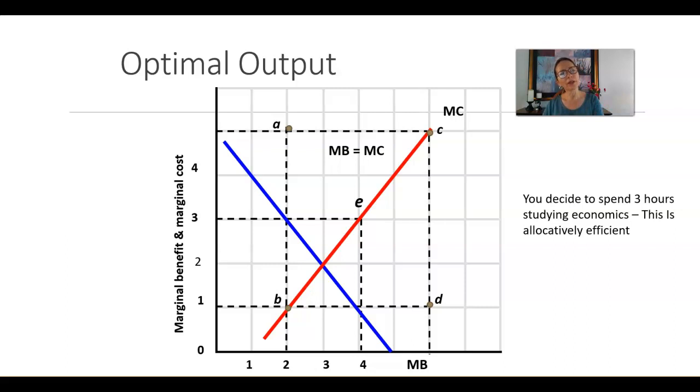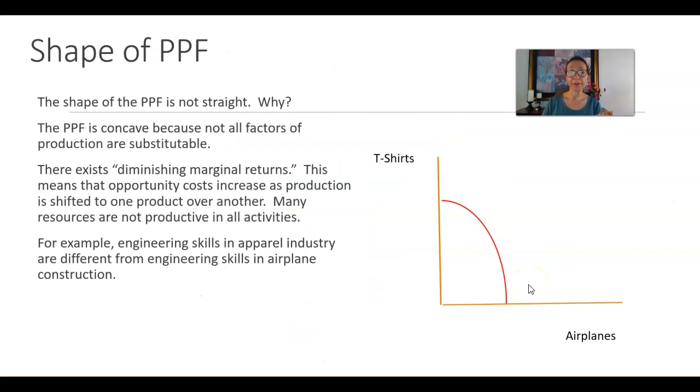Why not 4? Well, remember the story I told you about the hot fudge sundae? Well, maybe if you study that 4th hour of economics, you're not going to add that much value, and it would be helpful perhaps to dedicate your time to something else. So you have to make those judgments, and that's going to be your allocative efficiency.